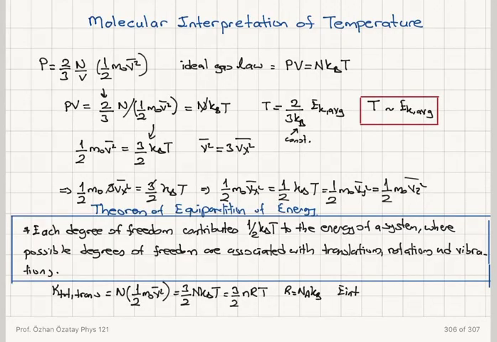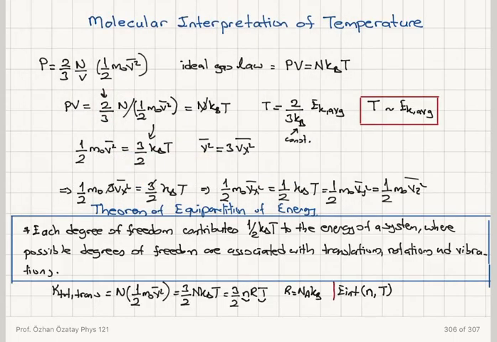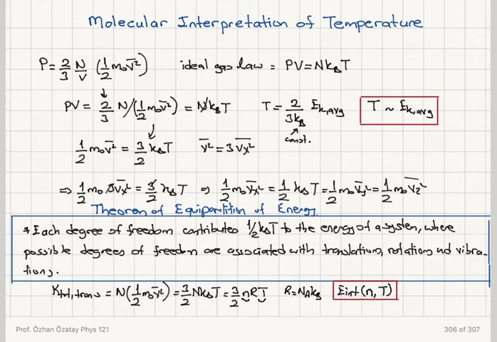So this is just telling you that it only depends on two things: the number of molecules and the temperature. This is an important result. The only way you can change the internal energy of a system is by changing the temperature or changing the number of molecules in the system. The total internal energy will change.